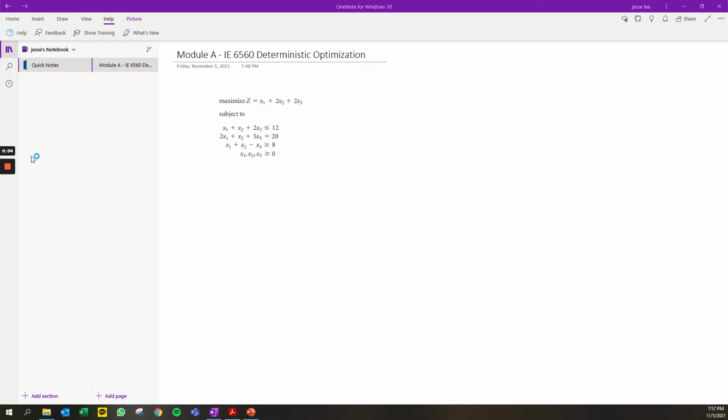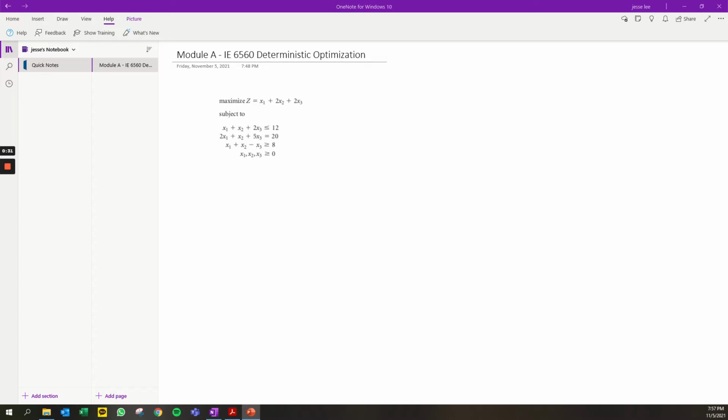I'm a master's student for industrial engineering, and this is a Module A question from IE6560, Deterministic Optimization. What I'll do is we'll go over the Simplex model, and if we have time we'll go over the dual model as well.